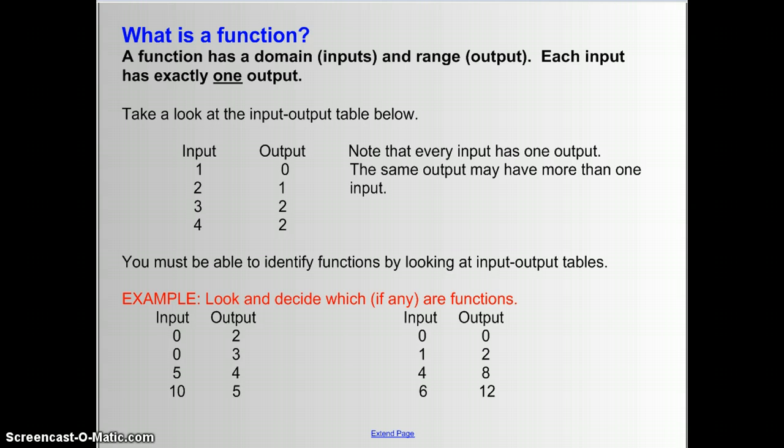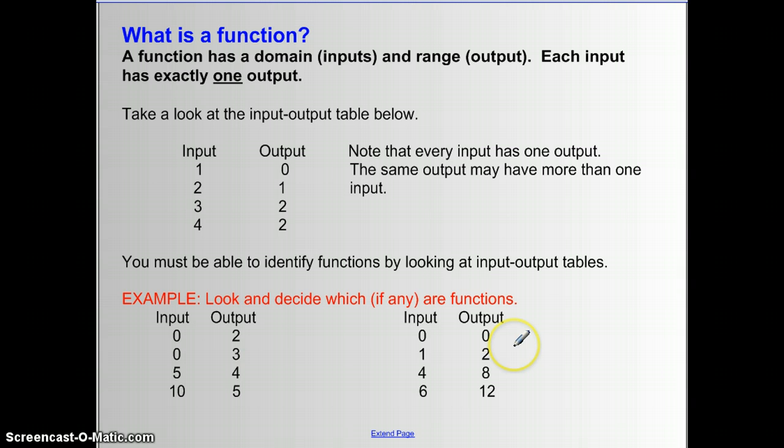So look at the two below and decide which, if any, are functions. Remember the definition. Each input has exactly one output. If you take a look at this first one, you're going to see that you have inputs of 0 here, but for the inputs of 0, you have two outputs. For one 0, you have a 2, and for the other 0, you have a 3. So that breaks our definition. In other words, that is not a function.